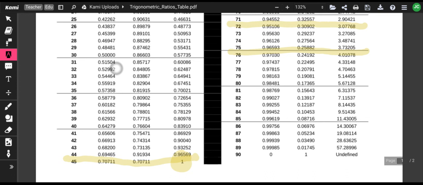Tomorrow, we are going to talk about the idea that we can use this table and your calculators to solve for missing sides and missing angles in triangles.